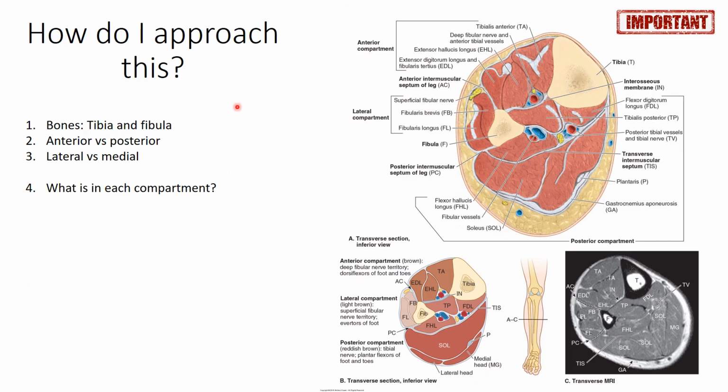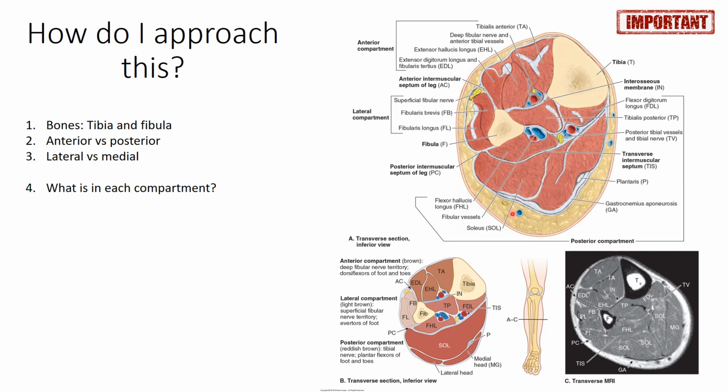So this is just another view of the algorithm of how to approach this. First thing you ask, what are the bones? Where's the tibia? Where's the fibula? Tibia, big bone. Fibula, small bone. Next, how do I determine anterior versus posterior? 2 ways to do this. I can see that there's a septum coming across. That will tell me this is posterior, this is anterior.